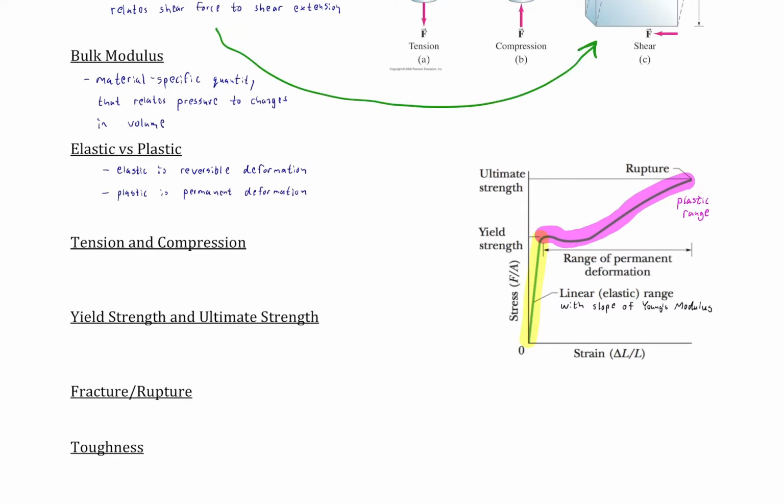So if you deform a solid up until the plastic region, you have permanently affected the molecular bonds and the structure of that material. It will not return to its original length. And so there is a yield strength that separates the elastic range from the plastic range. And there's also a final stop where the plastic ends because there's rupture, there's failure of the material.